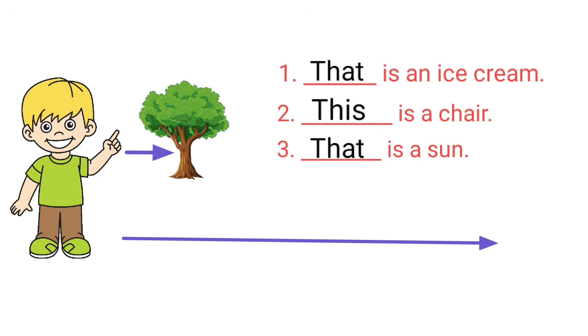Now the last question, number 4, dash is a tree. Where is the tree? Is it nearby or far? It's nearby. So what shall we use? Very good. This is a tree.